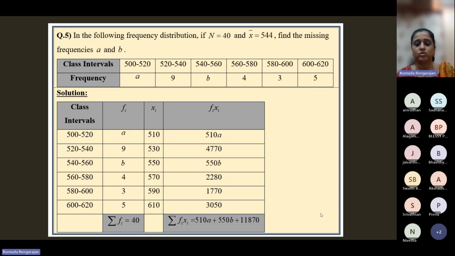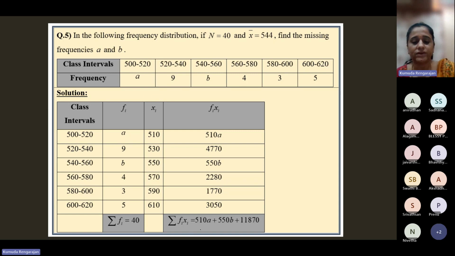So column generation, you know. Write the class intervals, write the frequencies. Then you have to find the class mark. And then the FiXi column because I'm using the direct method. So I found the FiXi column.